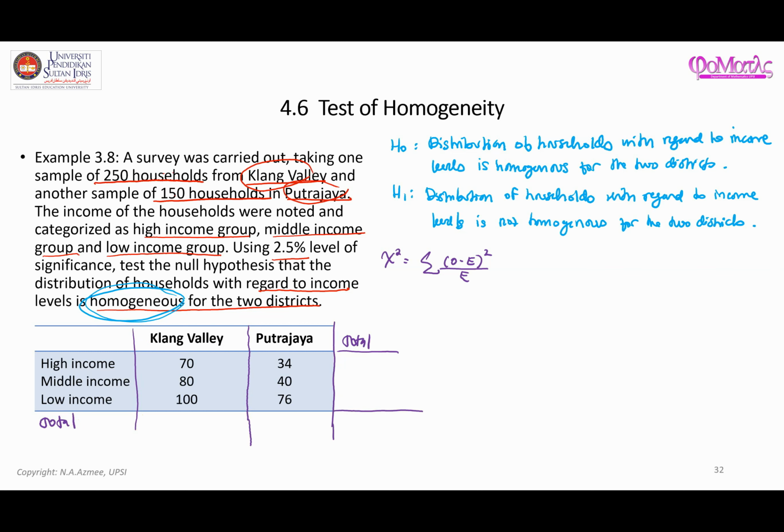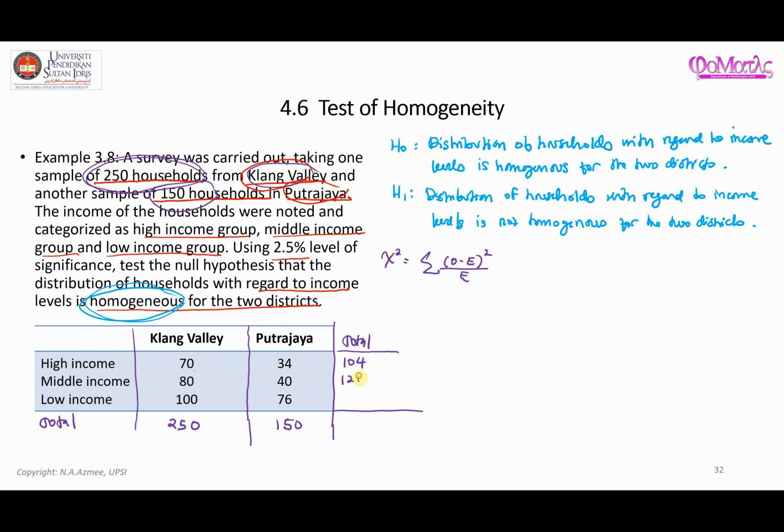Okay. So 70, 80, 100, the total is going to be 250. So 34, 40, 76, it is going to be 150. So this is, we go back to the statement here, 250 households from Klang Valley and 150 households from Putrajaya. Now if you add up these two values here, the total of the row is going to be 104.